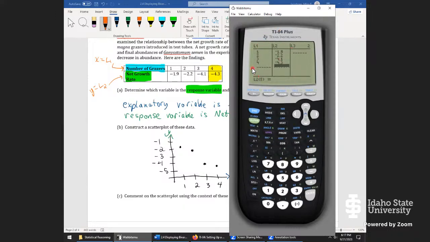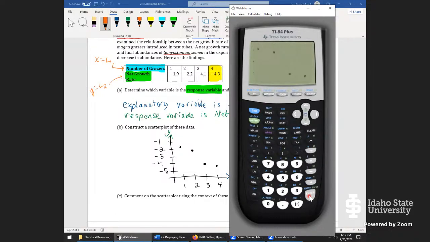Okay, once all your data is in, to get the actual scatter plot to come out, you hit the zoom key right here. And there's a lot of options. We want all the way down here in the bottom, zoom stat. What that does is it gives us a nice window to actually see the data in. So click option 9, hit enter, and there it is.